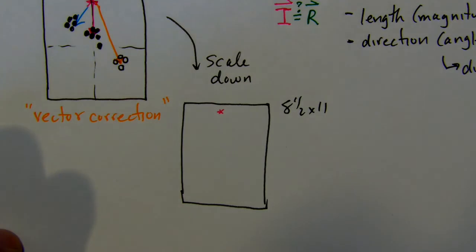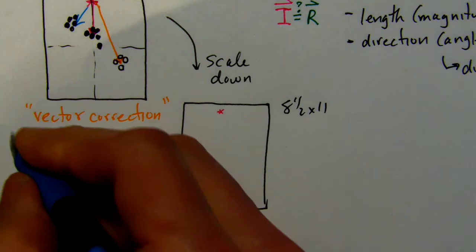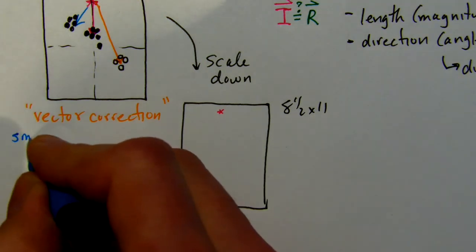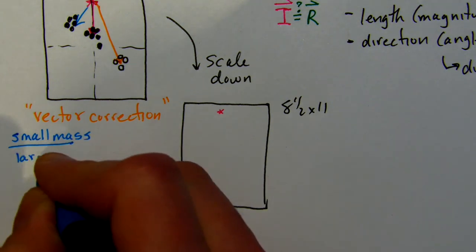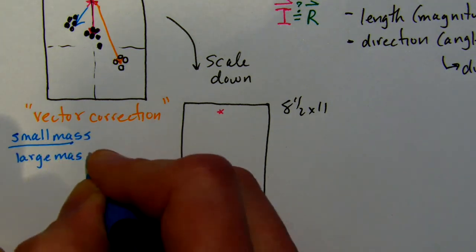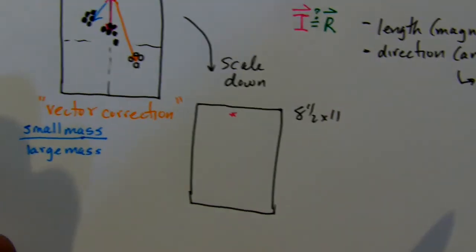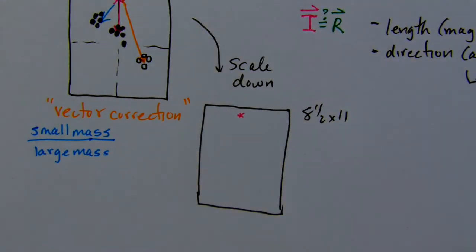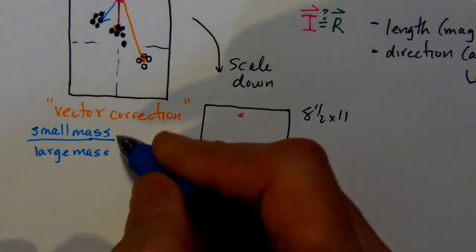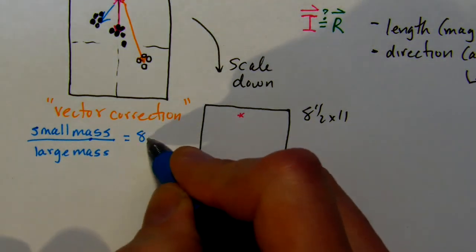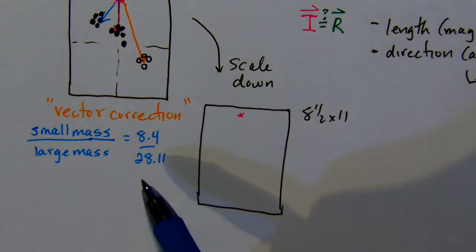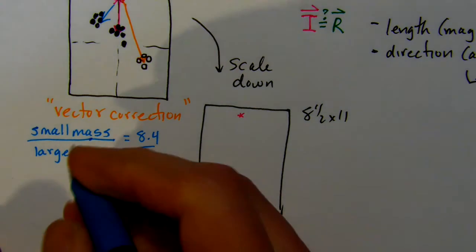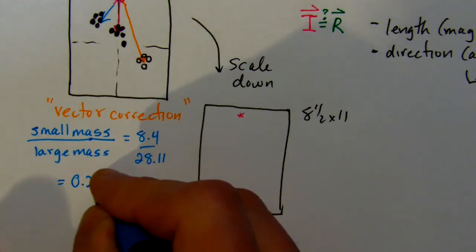What you do is you simply put the ratio of the small to big. So when you put the small mass relative to the large mass, by doing that ratio, that helps you correct that vector. And so here we would have something like 8.4 over 28.11, which becomes 4 over 14, or 2 over 7. So it becomes about a 0.28 multiplier.